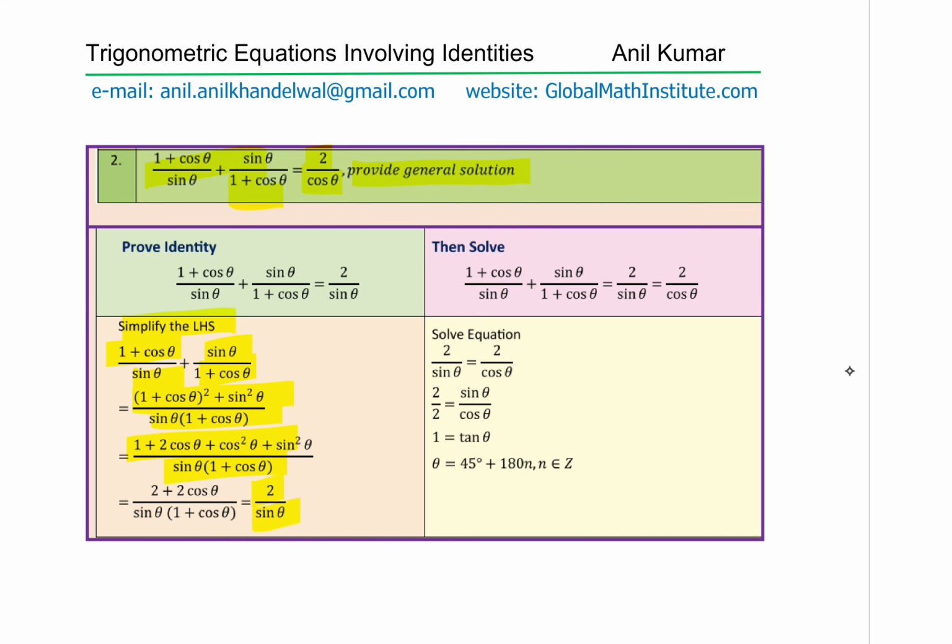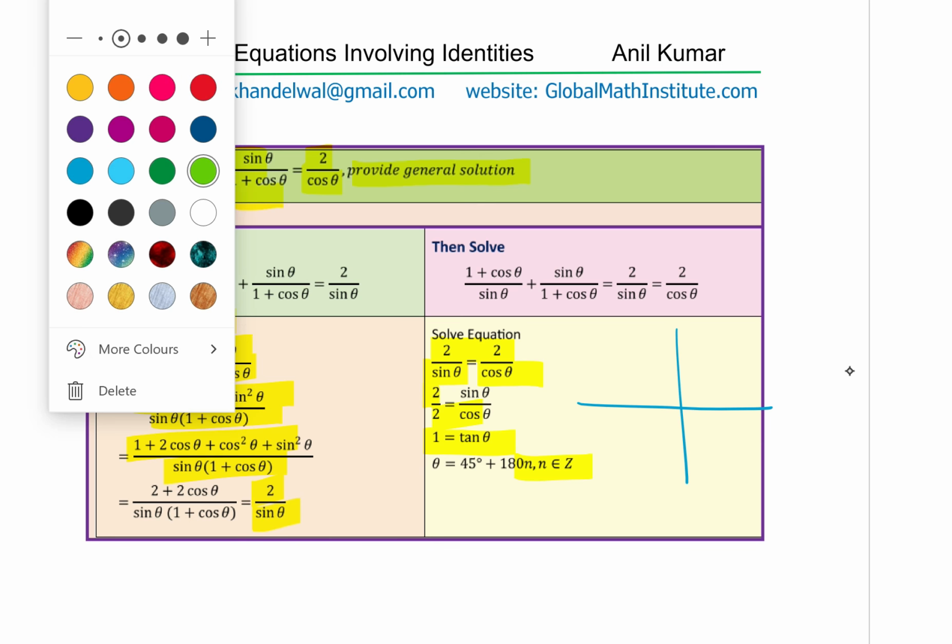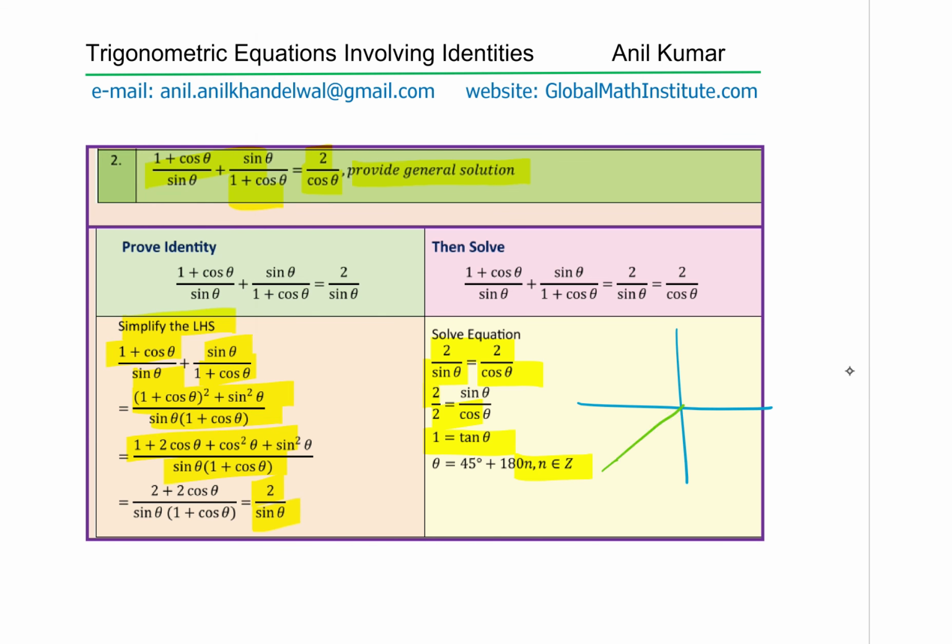This is not an identity, it's an equation. We are solving an equation. Therefore, we can now write this equation as 2 over sine theta equals 2 over cos theta. Now it becomes simple. We can just cross multiply and we get tan theta equals 1. We have to provide a general solution, right? So general solution for tan theta equals 1. Tan theta is 1 for 45 degrees, correct?